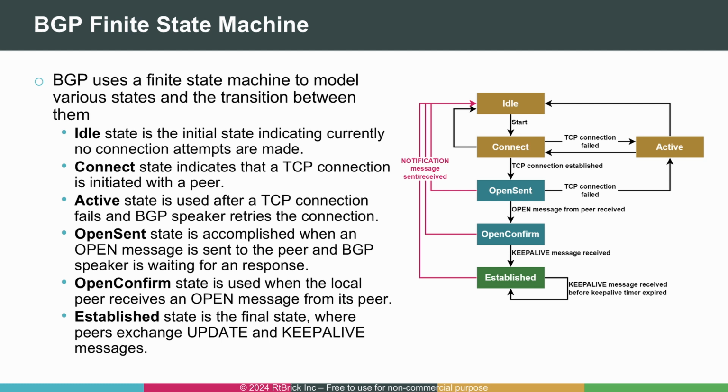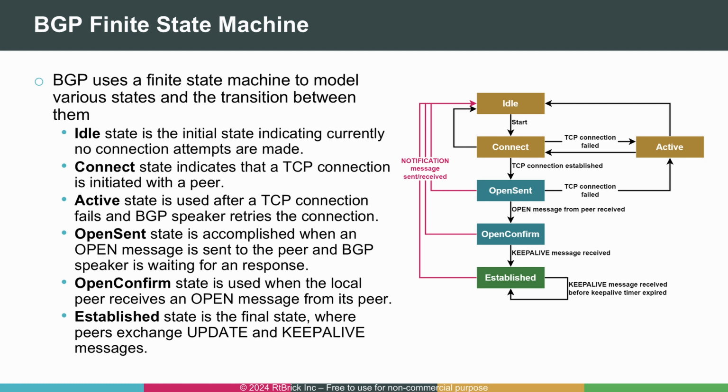If the TCP handshake is not successfully completed, the peer state moves to the active state. In the active state, BGP tries to reinitiate a TCP connection. A common reason for this failure is that either the remote peer has no IP route to the source IP address or the remote peer is misconfigured, for example, with an incorrect IP address or wrong AS number.